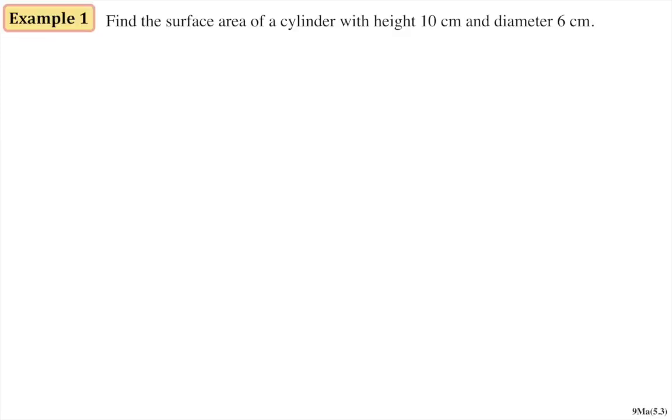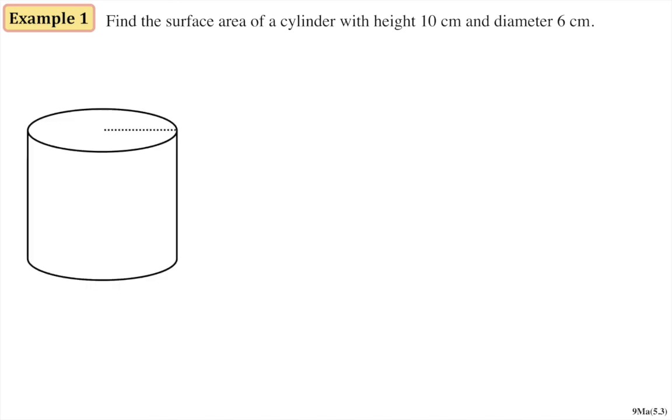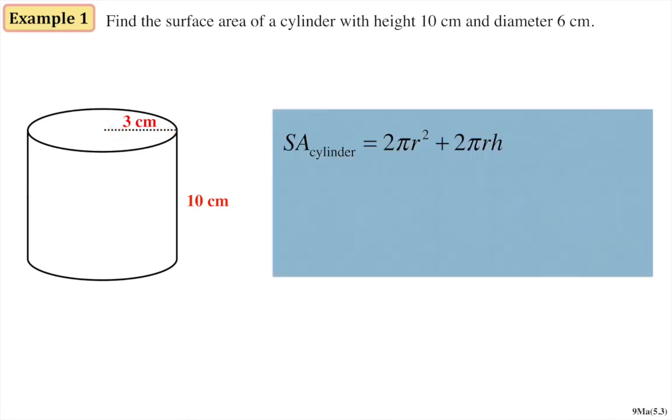Let's try some examples. Find the surface area of a cylinder with a height of 10 centimetres and diameter 6 centimetres. If it doesn't mention anything about end circles or whether it's hollow or open, you always assume that it's got two end circles. So a quick sketch. I've got a height of 10 and a radius of 3. The question said the diameter was 6, so all of the way across is 6, half of 6 is 3. The radius is 3. Need to be careful with that.